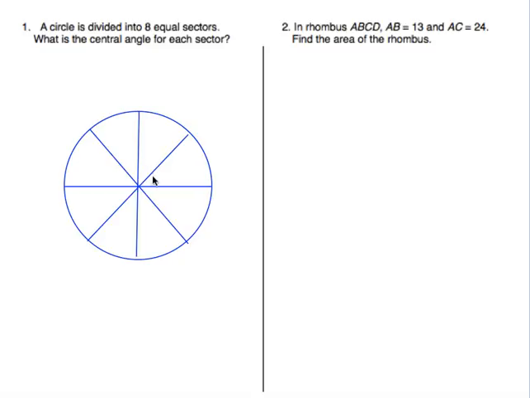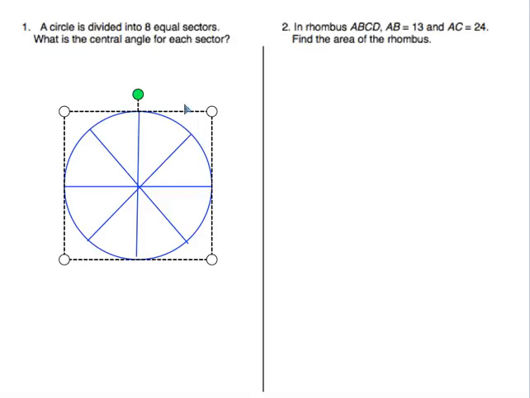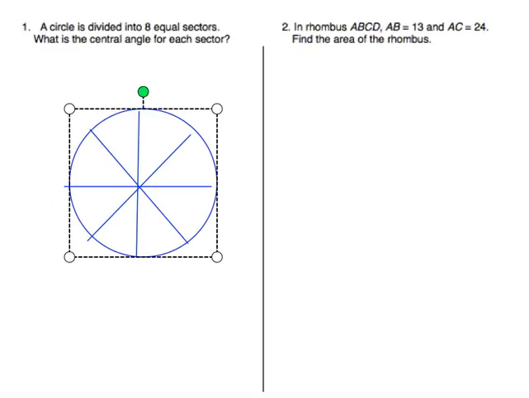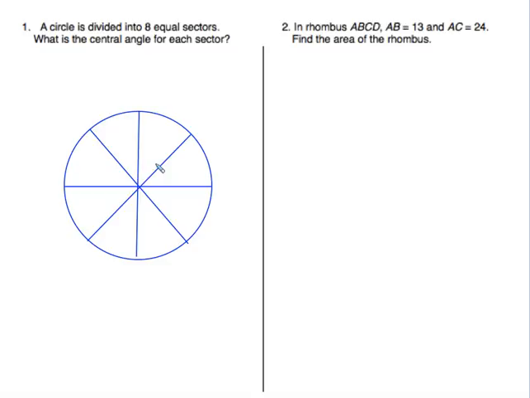So I already went ahead and drew this because I don't want to waste my time. It says you have a circle divided into 8 equal sectors. So those are 8, let's just pretend like they're equal. It doesn't look that good. I don't care though, because it's Mother's Day. So 8 equal sectors. That means these are all the same, and they should all add up to 360 degrees. So take 360 and divide it by 8, which is what, 45?